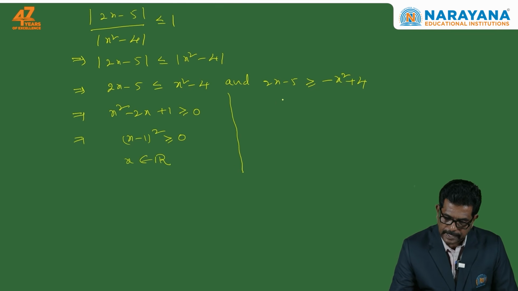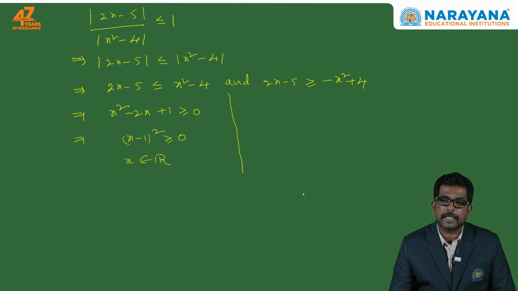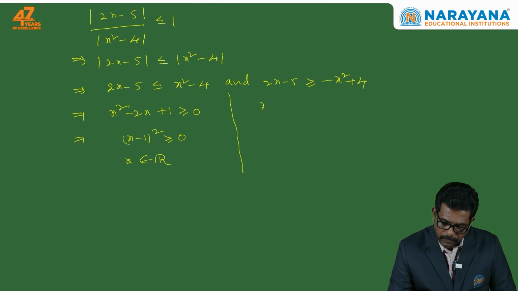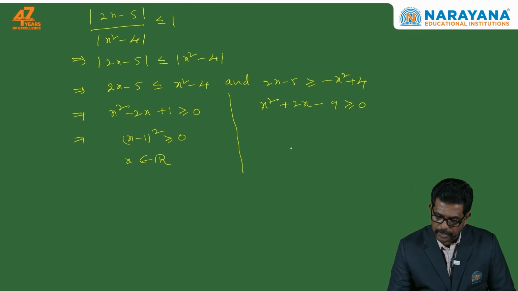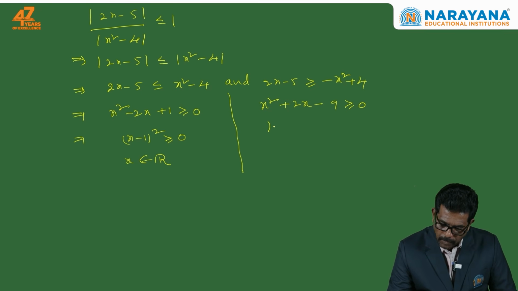Next, the second case is 2x minus 5 is greater than or equal to minus x square plus 4. That is x square plus 2x minus 9 is greater than or equal to 0. Now, it is by doing the perfect square method. Here I am solving this one. That is, here I am taking 9 to the right hand side.